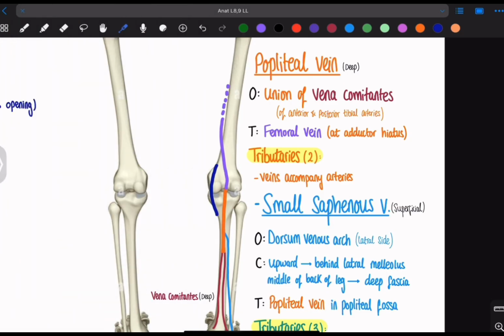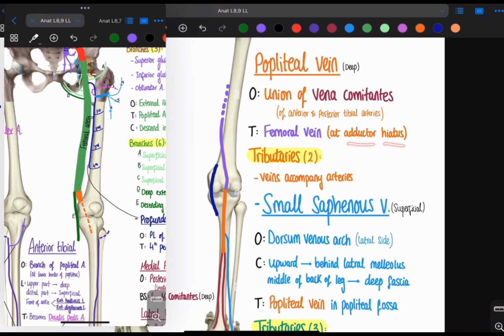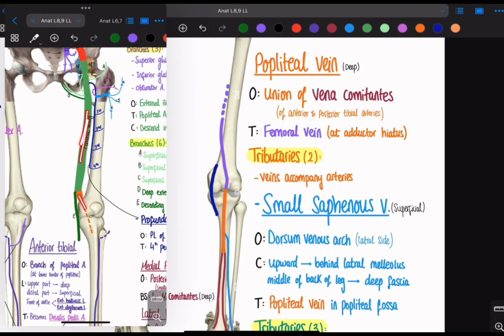Here it's going to be the opposite. The popliteal vein is going to terminate into the femoral vein because we're going upwards. In the arteries we're going downwards, in the veins we're going upwards. So the popliteal vein is going to terminate into the femoral vein at the adductor hiatus, the same exact place where the femoral artery becomes the popliteal artery.